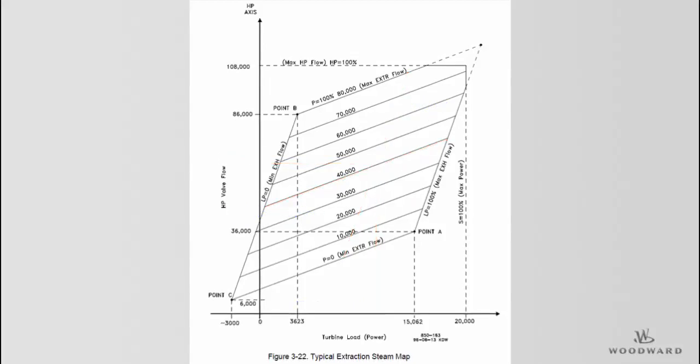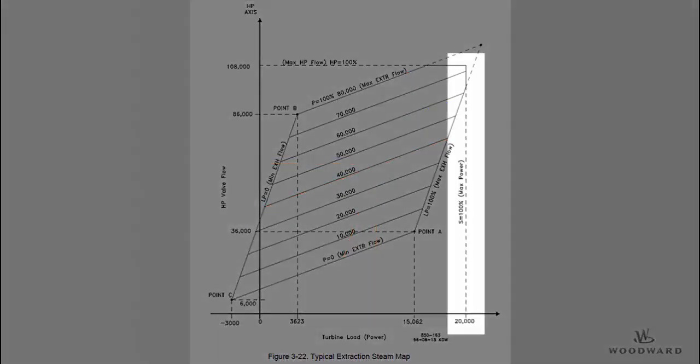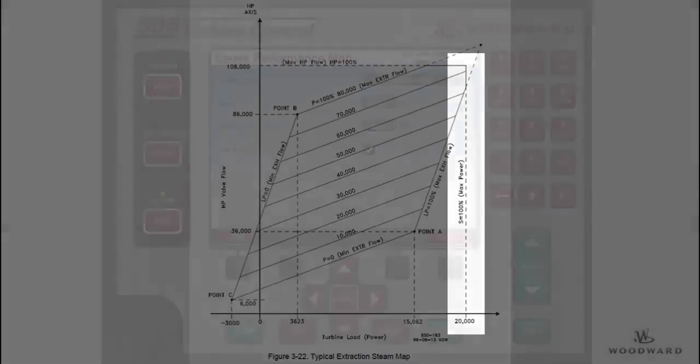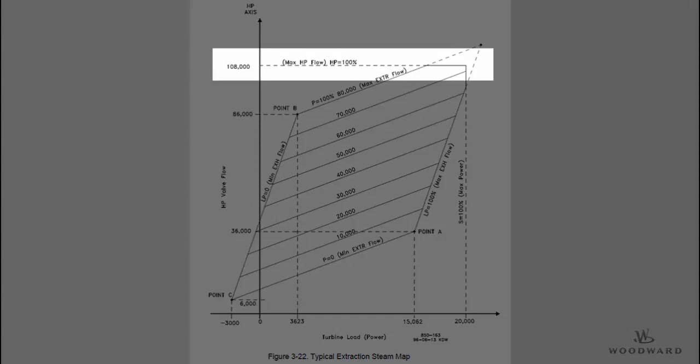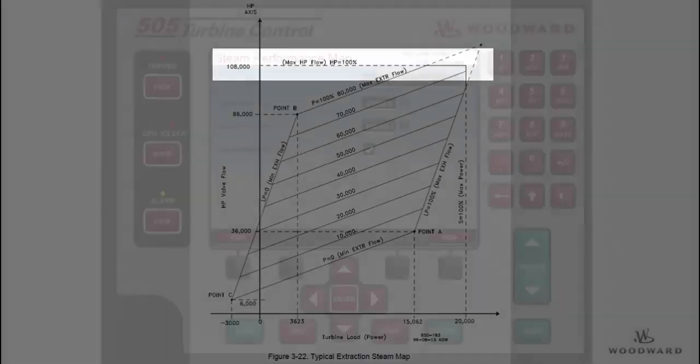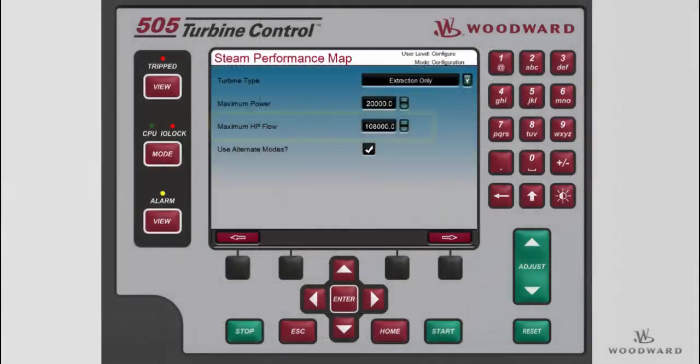The max power value is the load where the S equals 100 line crosses the S-axis, about 20,000 kilowatts in our example here. The max power is set on the first page of the steam map configuration menu. The max HP flow value is the flow where the HP equals 100 line crosses the HP axis, about 108,000 pounds per hour in our example shown here. The max HP flow is set on the first page of the steam map configuration menu.